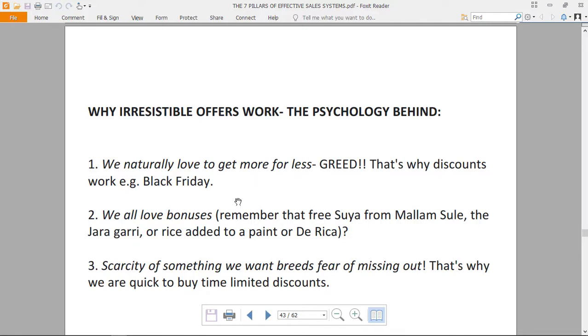Number two, we all love bonuses. I have stated that earlier. We love bonuses. That's why when you are at the suya man's place, the person who is selling suya, Malam Sule, when you say you want to buy suya at 200 naira, he'll first cut one part, put it inside pepper, and give it to you to eat.